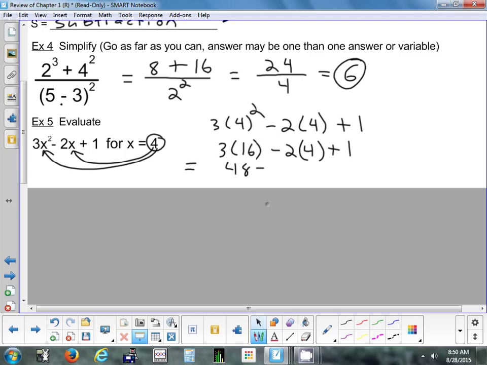2 times 4, that's 8. And then plus 1. Okay, what do I do next? 48 minus 8. Right, we always do addition and subtraction in order, left to right. So 48 minus 8 leaves me with 40, plus 1 more, 41. Okay, so that's an example that had a lot of different steps of PEMDAS in it. Exponents, multiplication, add, subtract. No parentheses that time.